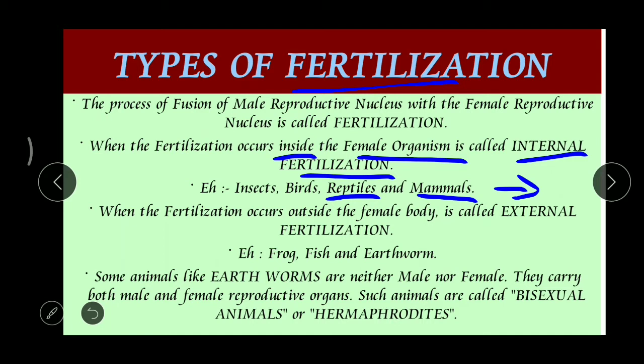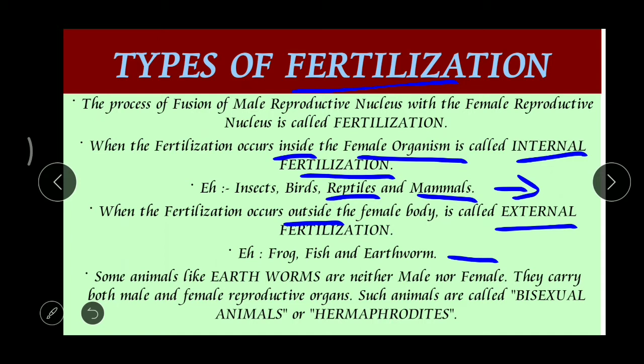External fertilization. What is meant by external? Outside. In some animals, the fertilization takes place outside the female body. That means not inside. Outside means in the surroundings, mostly in water. That's why we call it external. What is meant by external? Outside. Got it? So what are the examples? Here we can find 3 examples: frog, fish, and earthworm. Except these 3, in all the remaining animals we find internal fertilization.